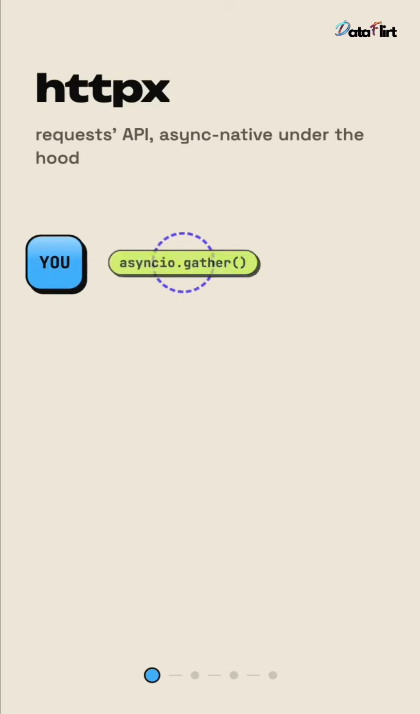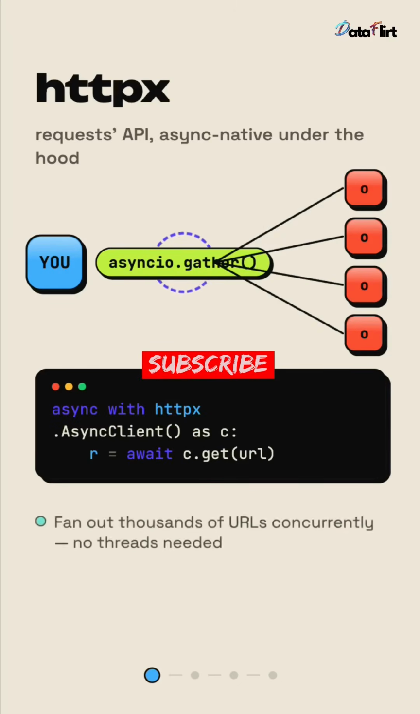httpx gives you the same API but async native. Fan out thousands of requests with async IO together with httpx.